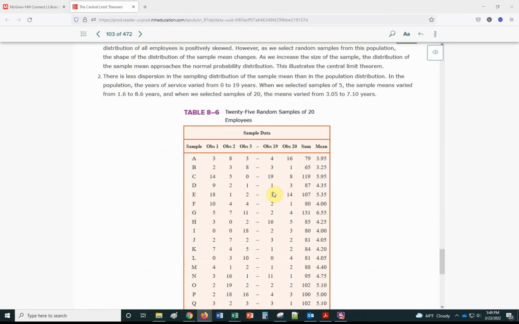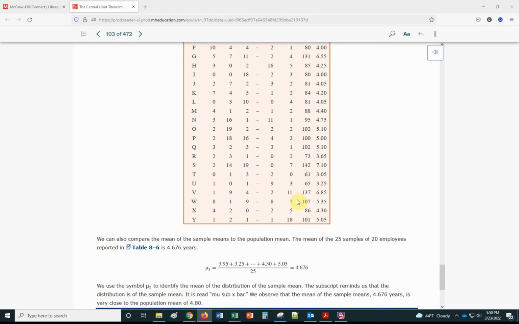So in our table, it looks like observation 1, 2, 3, all the way up to 20 in each line. So then we add those 20 numbers and we get a total and divide by 20. So on this one, for example, on letter I, we add them all up and we get 80 divided by 20 gives us 4. So the process is the same. This length here, how many observations we have, just increases. And we add all these up and divide by 25, which is how many observations we had, we get 4.676.